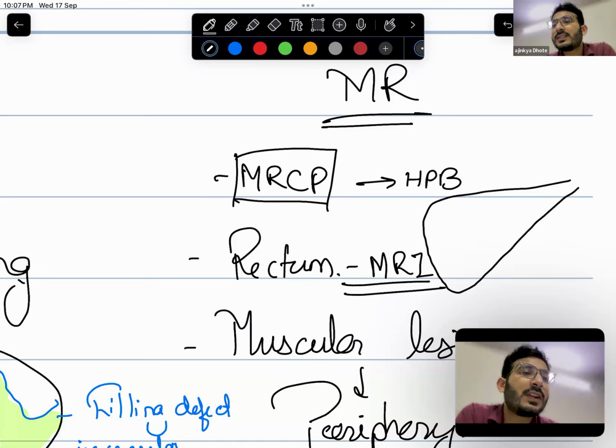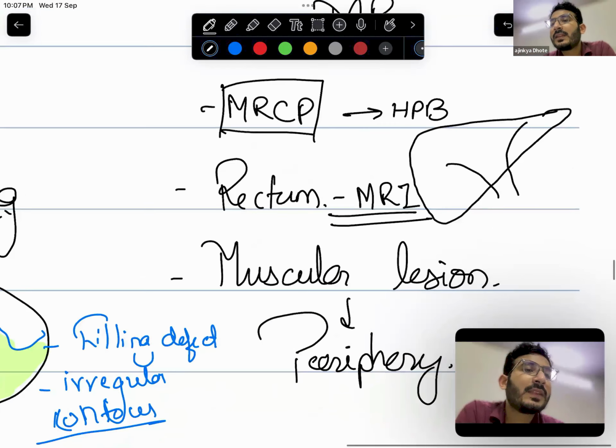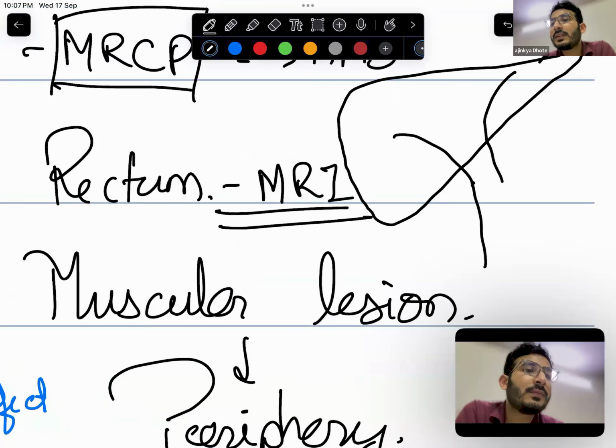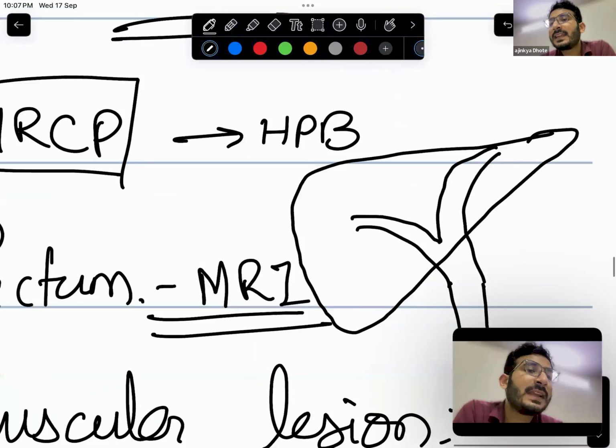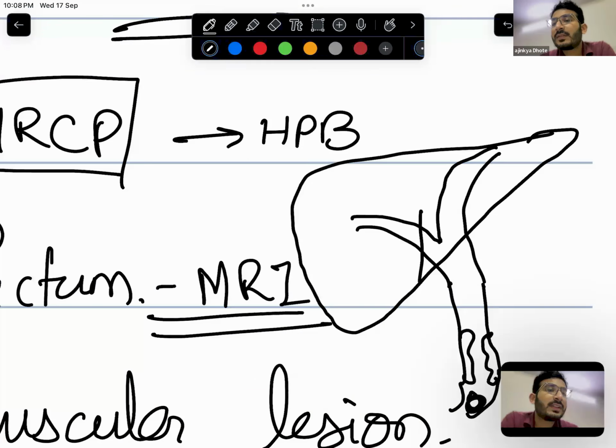we give a contrast which is excreted in the biliary system, and it opacifies, that is the word used, the entire biliary system. It gives you an excellent idea about the biliary tree and any obstruction, any growth, any injury that has taken place at the time of any surgery, which is well seen on an MRCP.